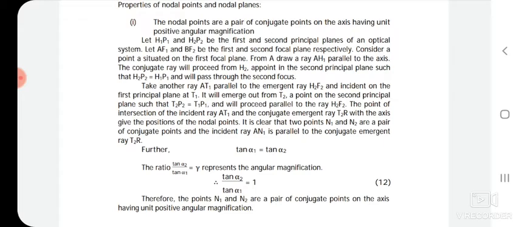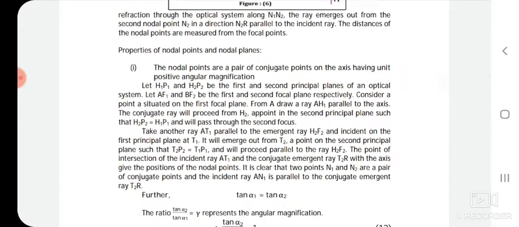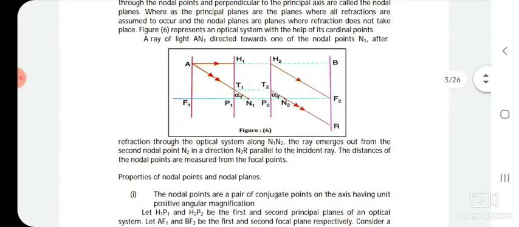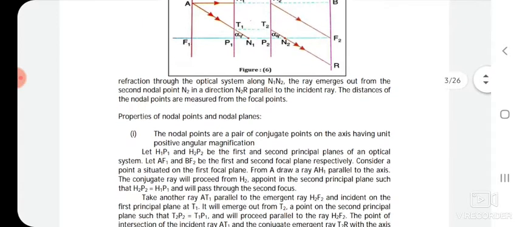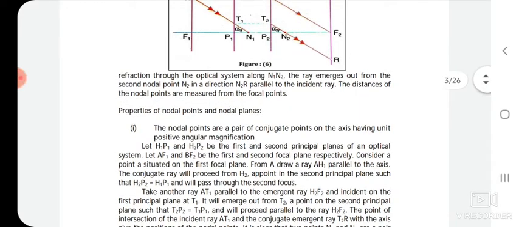Okay. So, let H1P1 and H2P2, from this figure, be the first and second principal planes of the optical system. Let AF1 and BF2 be the first and second focal planes respectively. Consider a point A situated on the first focal plane.